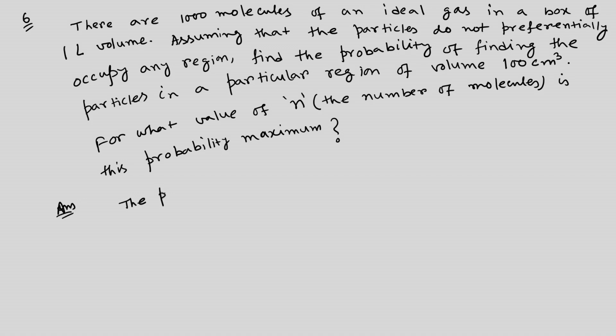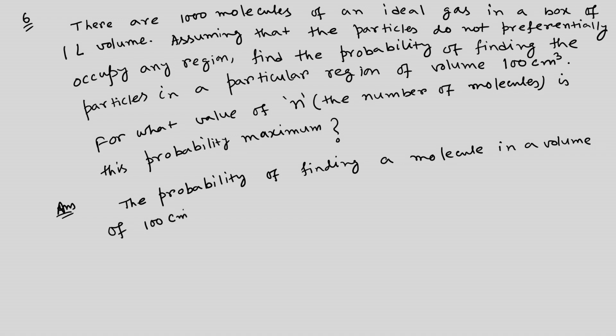The probability, now we discuss the solution. The probability of finding a molecule in a volume of 100 centimeter cube is nothing but 1/10, right, because we have a box of 1 liter volume. So, the probability of finding a molecule in a volume of 100 centimeter cube is 1/10.